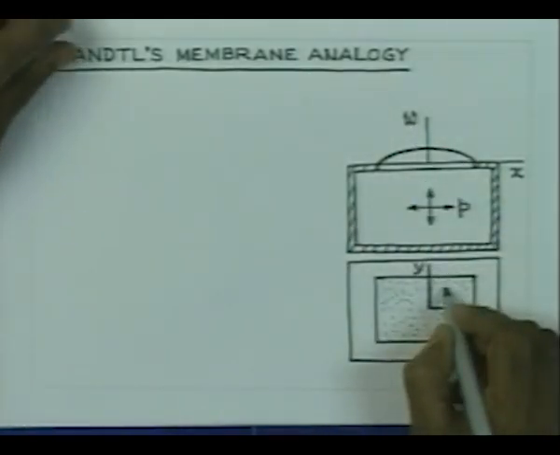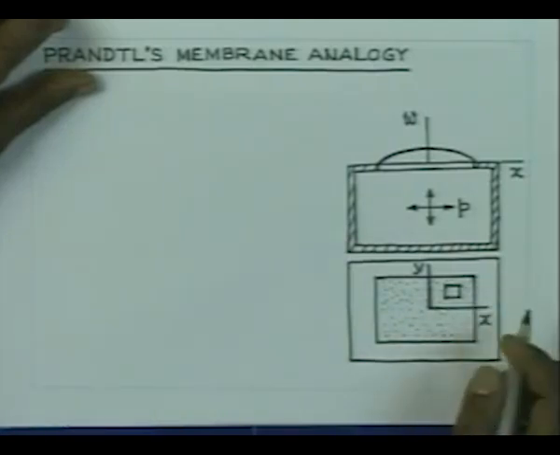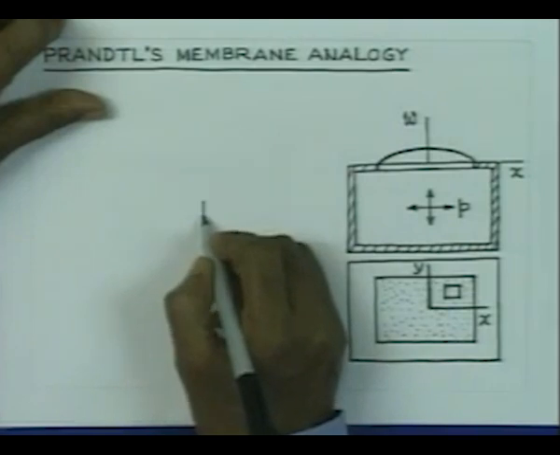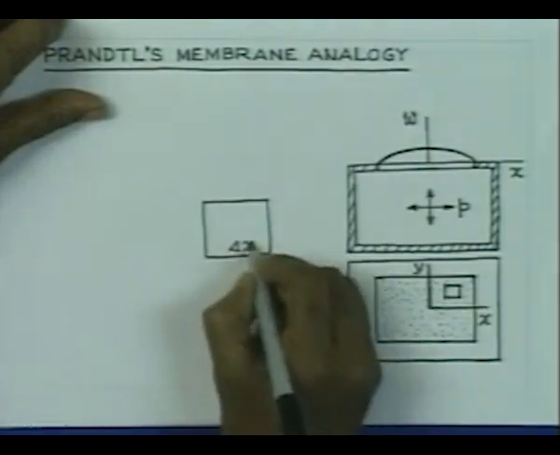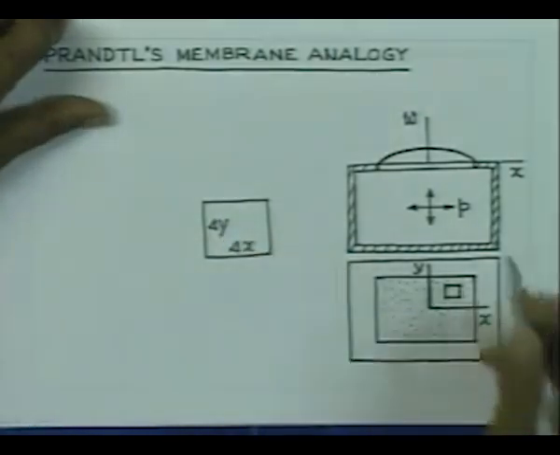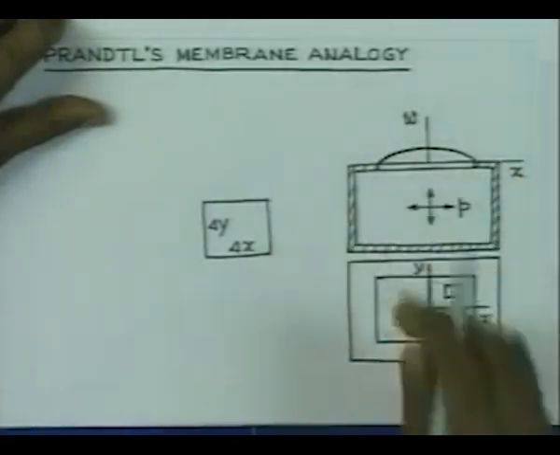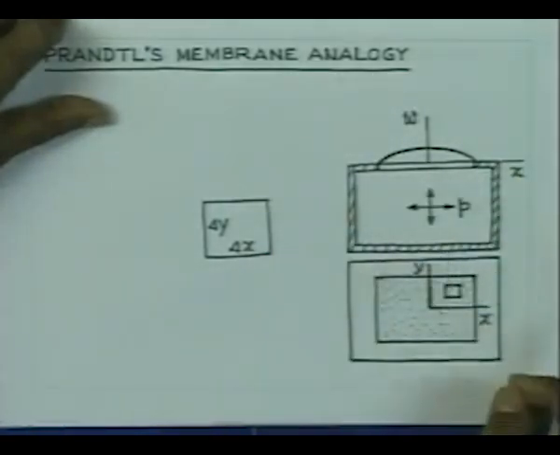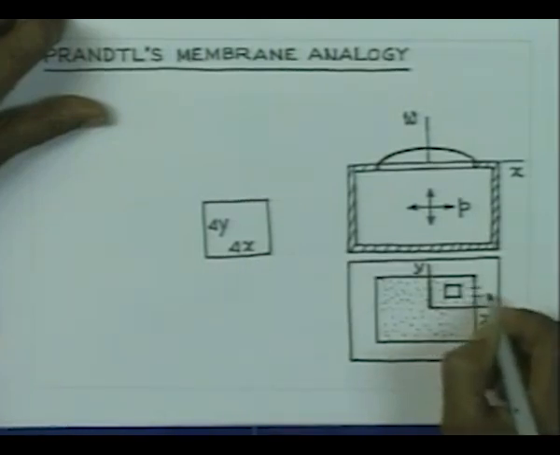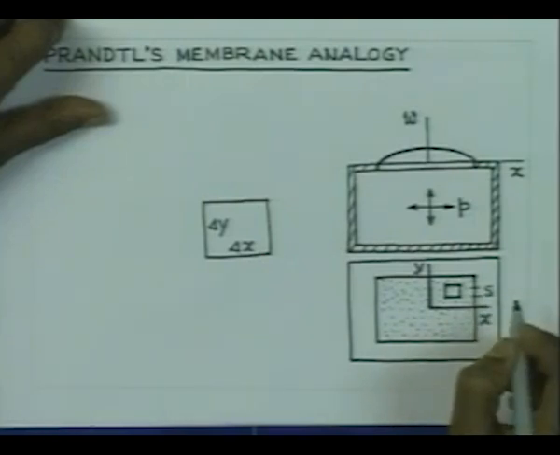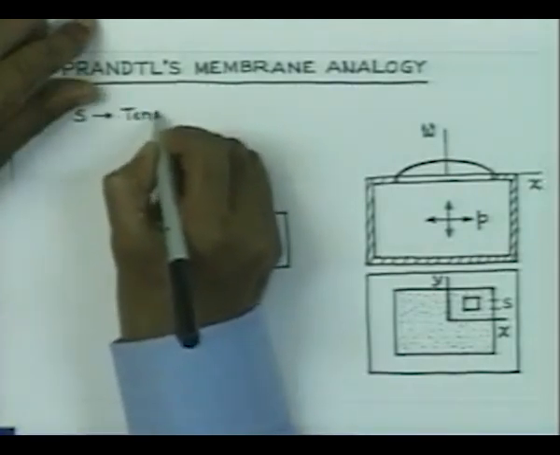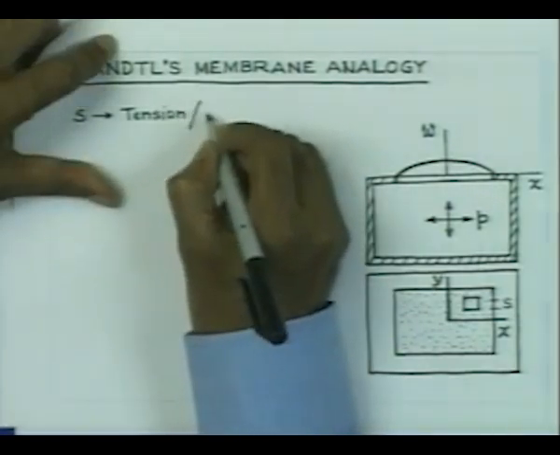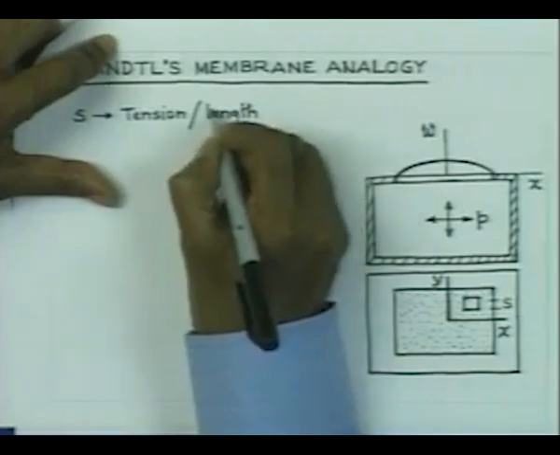let us concentrate on a small element here, which is delta x by delta y. I would like to now draw this element to a larger scale. So, this is delta x, this is delta y. This membrane is stretched along the boundary. It is attached to this boundary and it is also stretched, and that stretching per unit length of the boundary, let us say, is equal to capital S. So, S is tension per unit length.